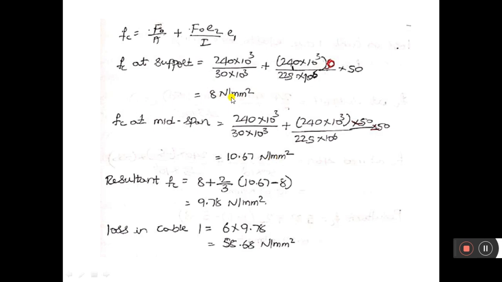So this one is Fc2, Fc1. We know the nature of this stress diagram will be parabolic as we have discussed in our previous session. So resultant compressive stresses will be Fc2 plus 2 by 3 into Fc1 minus Fc2. Substituting the values, we get the resultant compressive stresses 9.78 Newton per mm square. Therefore, loss in cable 1 is equal to m into Fc, 6 into 9.78. So loss in cable 1 when cable 2 is pulled is 58.68 Newton per mm square.